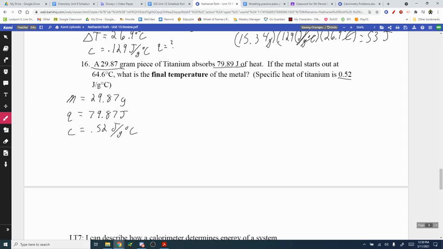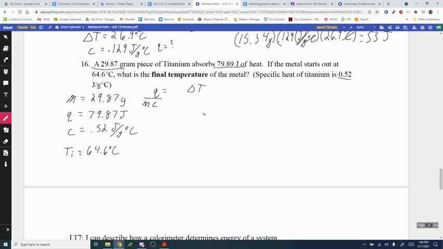Okay, our initial temperature, so Ti equals 64.6 degrees Celsius. Okay, so our equation, Q equals mc delta T. We need to find delta T. So to do that, we have to divide both sides by mc. So m and c cancel out. So we're just going to erase those. So Q over mc equals delta T.